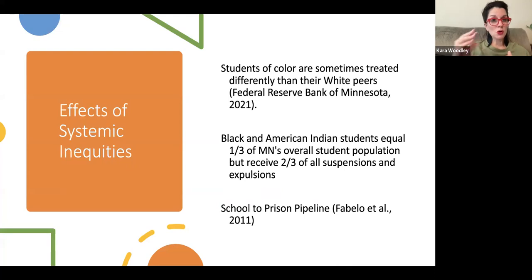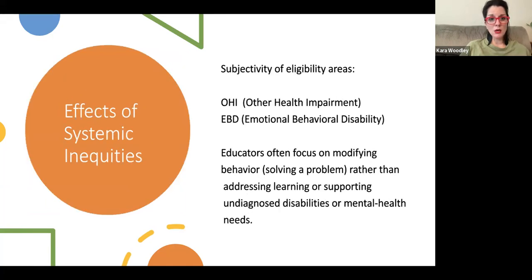Because we know when students drop out and aren't at school, they have a higher rate of entering the carceral system. And so that's very interesting research. If you are interested in looking at that, I'm happy to share more. And so, effects of systemic inequities here. I want to just consider the subjectivity of eligibility areas. We know that there is subjectivity in the eligibility areas of other health impairment and also emotional behavior disabilities. Educators often focus on modifying behavior, solving a problem.